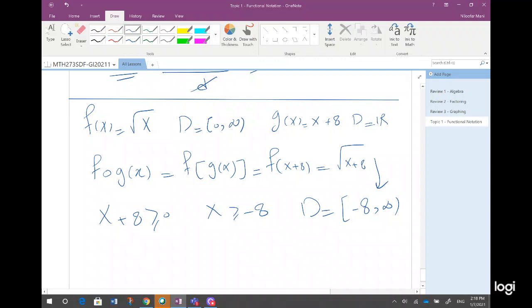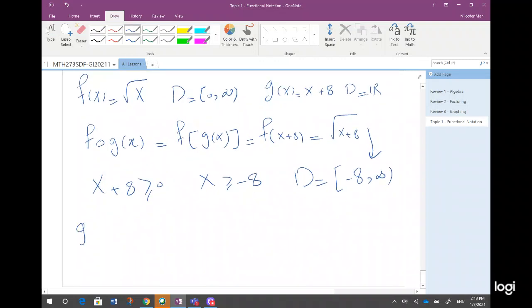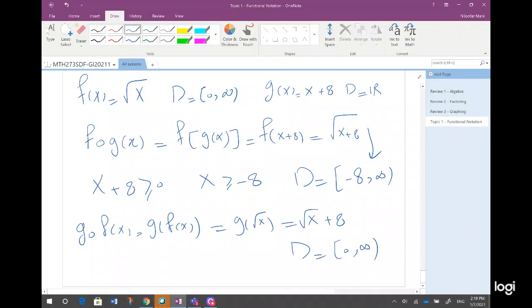How about g of f? If I do g of f of x, which is g of radical x, which is radical x plus 8. What is the domain here? The domain is from 0 to infinity, because you just see x in the radical. I just want to have your attention that when you have f of x and g of x, then f of g of x and g of f of x don't have exactly the same domain. Okay, so we are done with topic number 1.